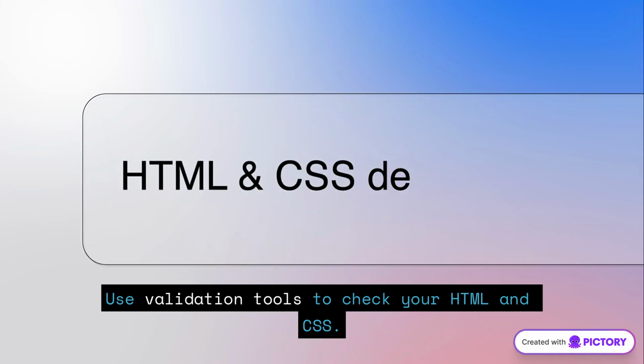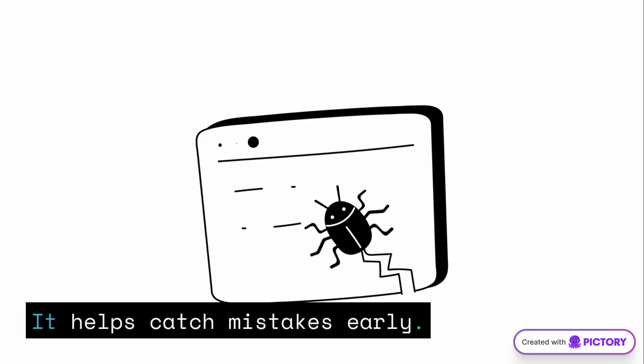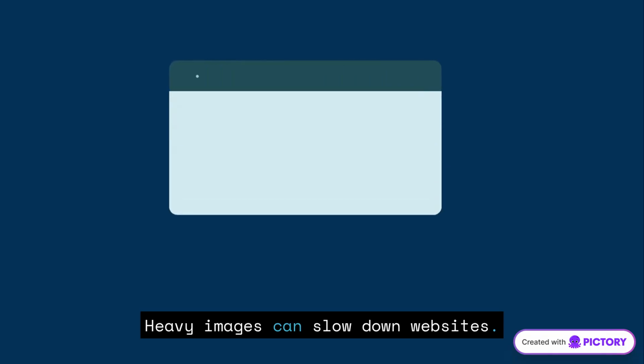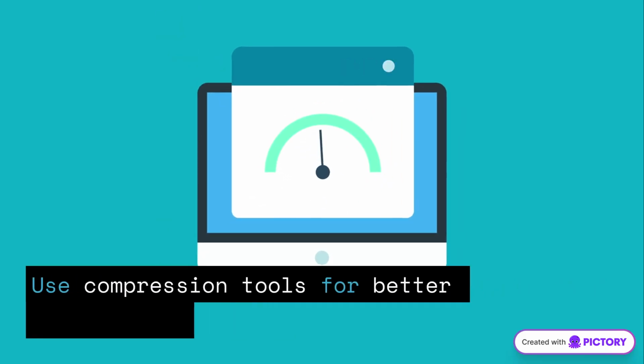Use validation tools to check your HTML and CSS. It helps catch mistakes early. Finally, beginners frequently underestimate loading speed. Heavy images can slow down websites, so always optimize images before uploading and use compression tools for better performance.